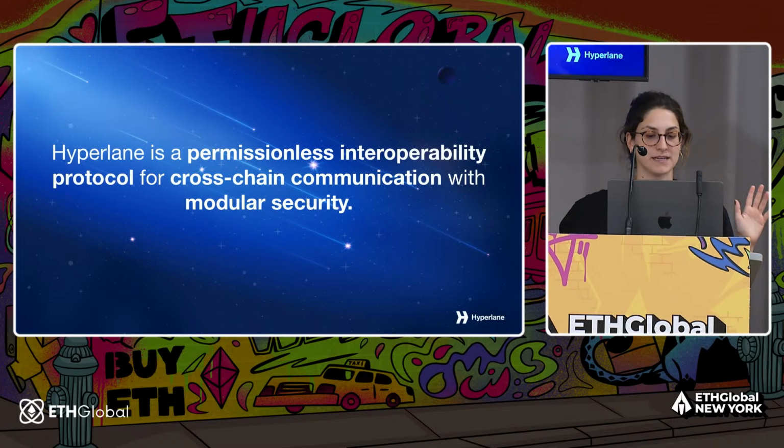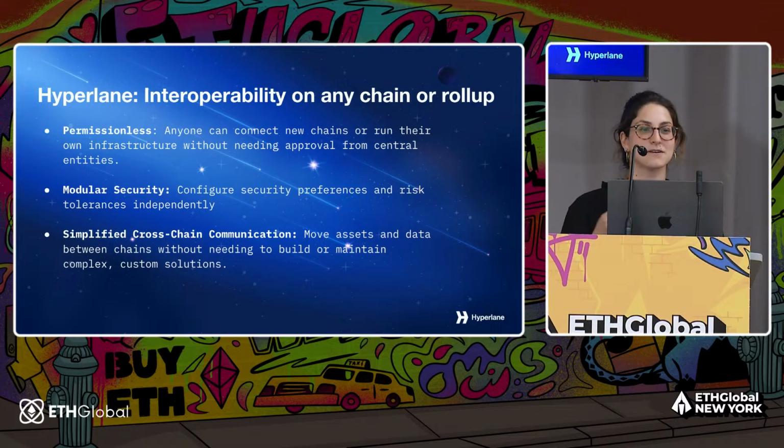But simply put, Hyperlane is a permissionless interoperability protocol for cross-chain communication with modular security. This is a mouthful, so I'm going to break it down. First of all, I said permissionless. Permissionless means that anyone can run the infrastructure and everything is open source at Hyperlane. So you can completely host every infrastructure component yourself and run the tooling as well.